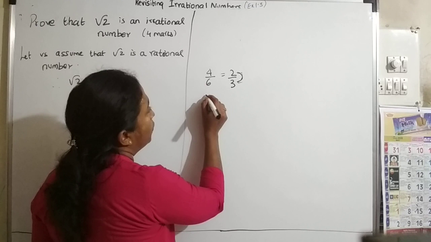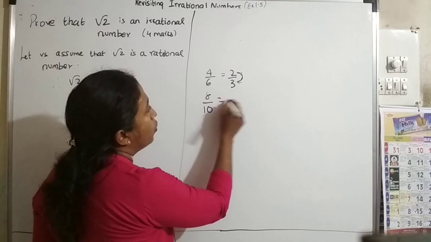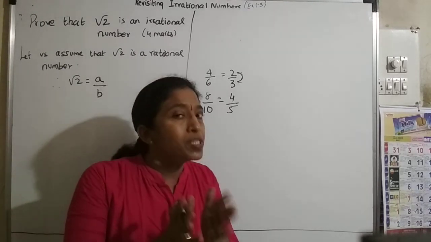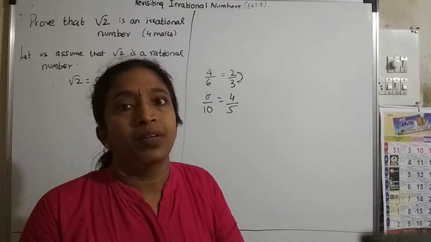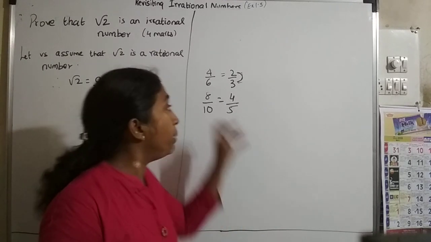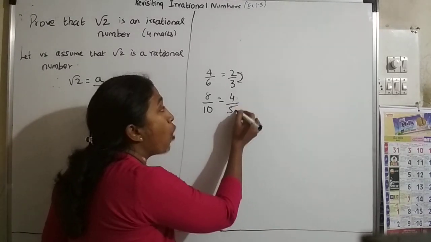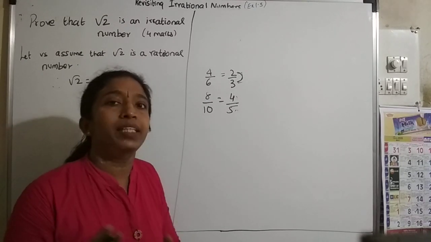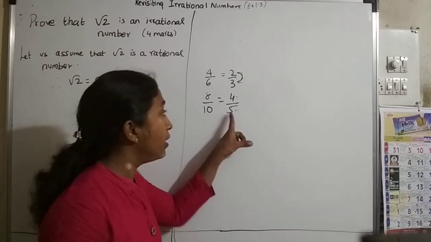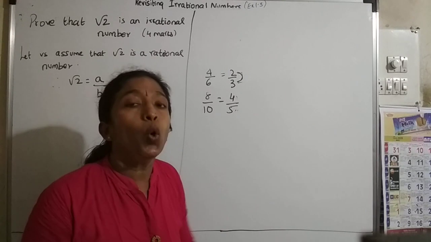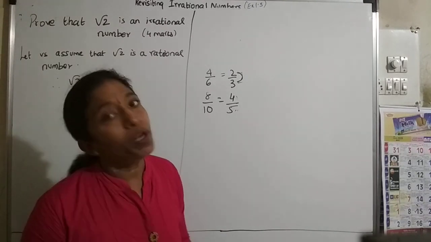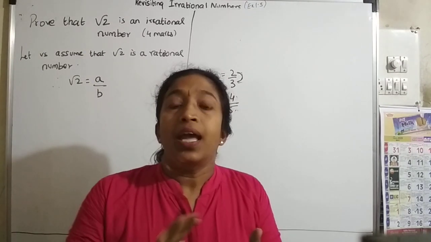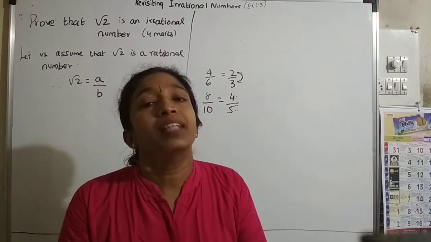Now suppose I take 8 upon 10. So 2 fours are 8, 2 fives are 10. Right? Now 4 is a composite number and 5 is a prime number. But when I ask the relation between 4 and 5, they don't have anything in common in this case. 4 and 5 don't have any common factor other than 1. So what are 4 and 5? They are called co-prime integers. Co-prime integers are basically numbers that don't have any common factor other than 1.